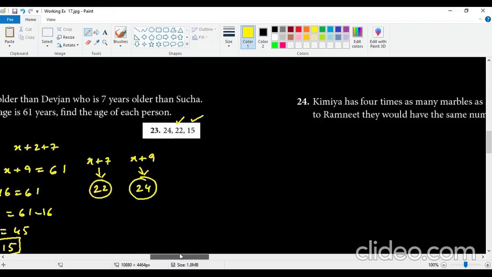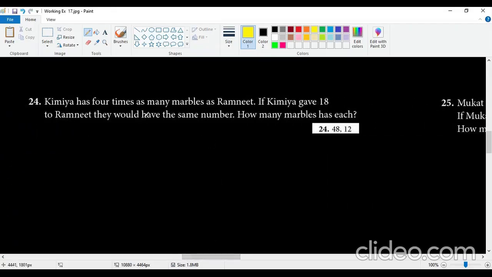Now comes Kimia. Kimia has 4 times as many marbles as Ramneet. So Ramneet, I will suppose x, and Kimia is 4 times x. This is x, and this one is Kimia, and this one is Ramneet. Ramneet or Ramneet, both same to me. Anyways, now if Kimia gives 18 to Ramneet, that means given means subtraction. So this guy will have plus 18. So they are going to be all together.